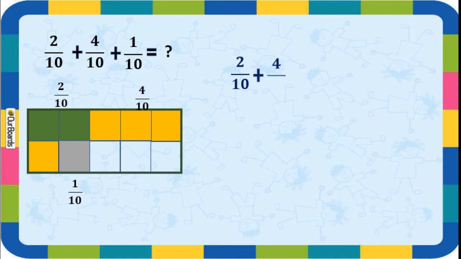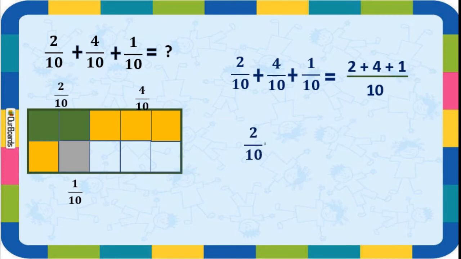2 upon 10 plus 4 upon 10 plus 1 upon 10 is equal to, now you know, we will add the numerators. Isn't it? Now 2 plus 4 plus 1 because the denominator is same, that is 10. Now again we will write is equal to 2 plus 4 plus 1 is 7, isn't it?